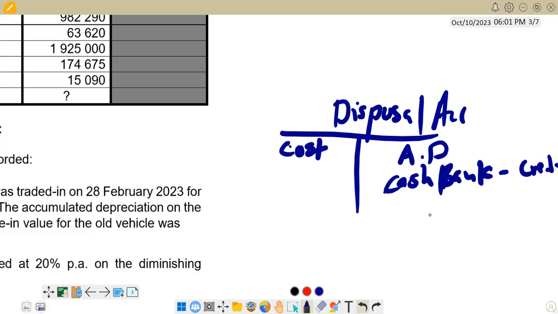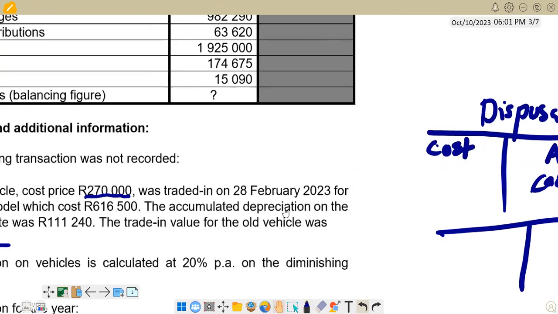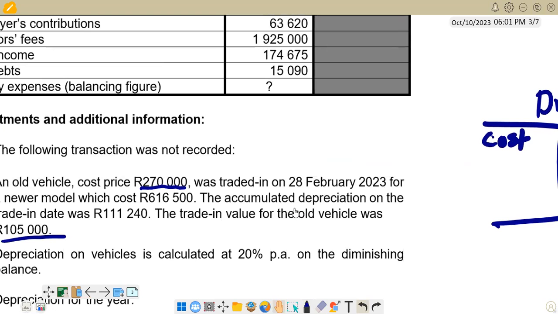In our question, we want to see how we are going to present that. If you go to this note, it says the cost is 270,000, and it was disposed of for a trade-in value of 105,000. So this is the value that it was traded in for, and it goes to the credit side. Then this cost price comes to the debit side. Then the accumulated depreciation on the date of disposal is given there.